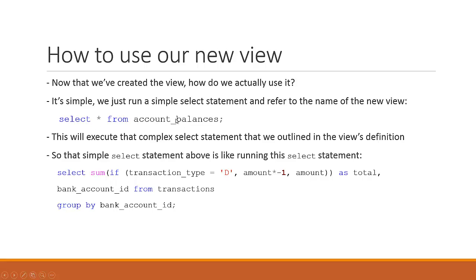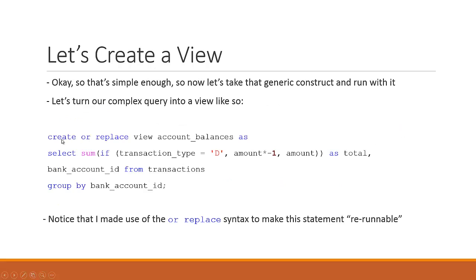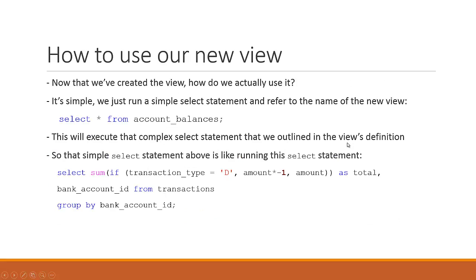But what's really happening behind the scenes is this will execute that complex select statement that we outlined in the view's definition. When I say the view's definition, I'm referring to this right here, the create or replace view, etc., that we just talked about 2 seconds ago. This is the view's definition. We're defining what the view is all about. Okay, going back forward again. This will execute that complex select statement that we outlined in the view's definition.